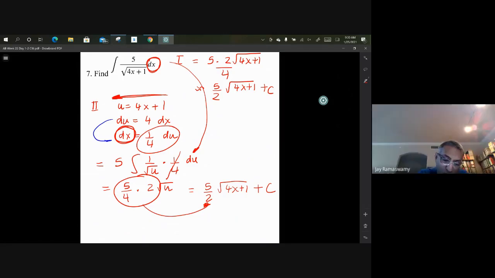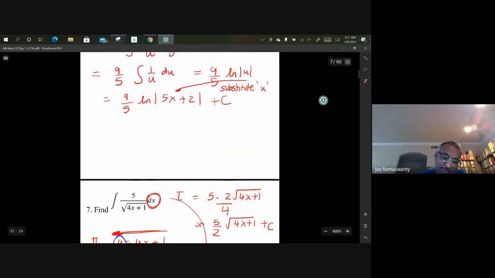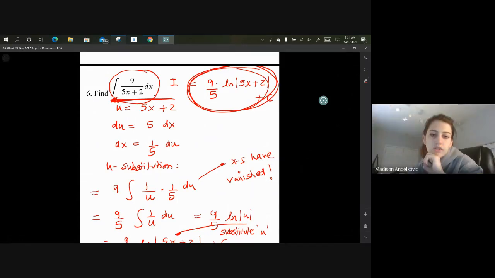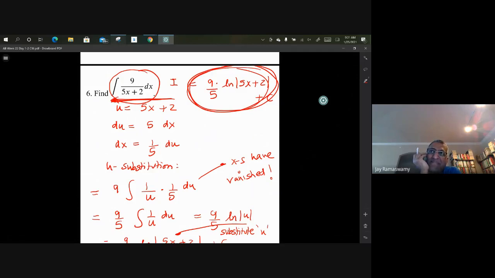Oh, that's just the first step. I just chose, remember it was 5 over radical monkey, I chose the monkey to be u. I just made it up. Like in the previous problem, Ms. Andelkovic, it was 9 over 5x plus 2. So it was 1 over monkey. We just call the monkey u equals 5x plus 2. Okay, so we just use the monkey for u? Pretty much. Or rather, let me say 80 times out of 100, yes.